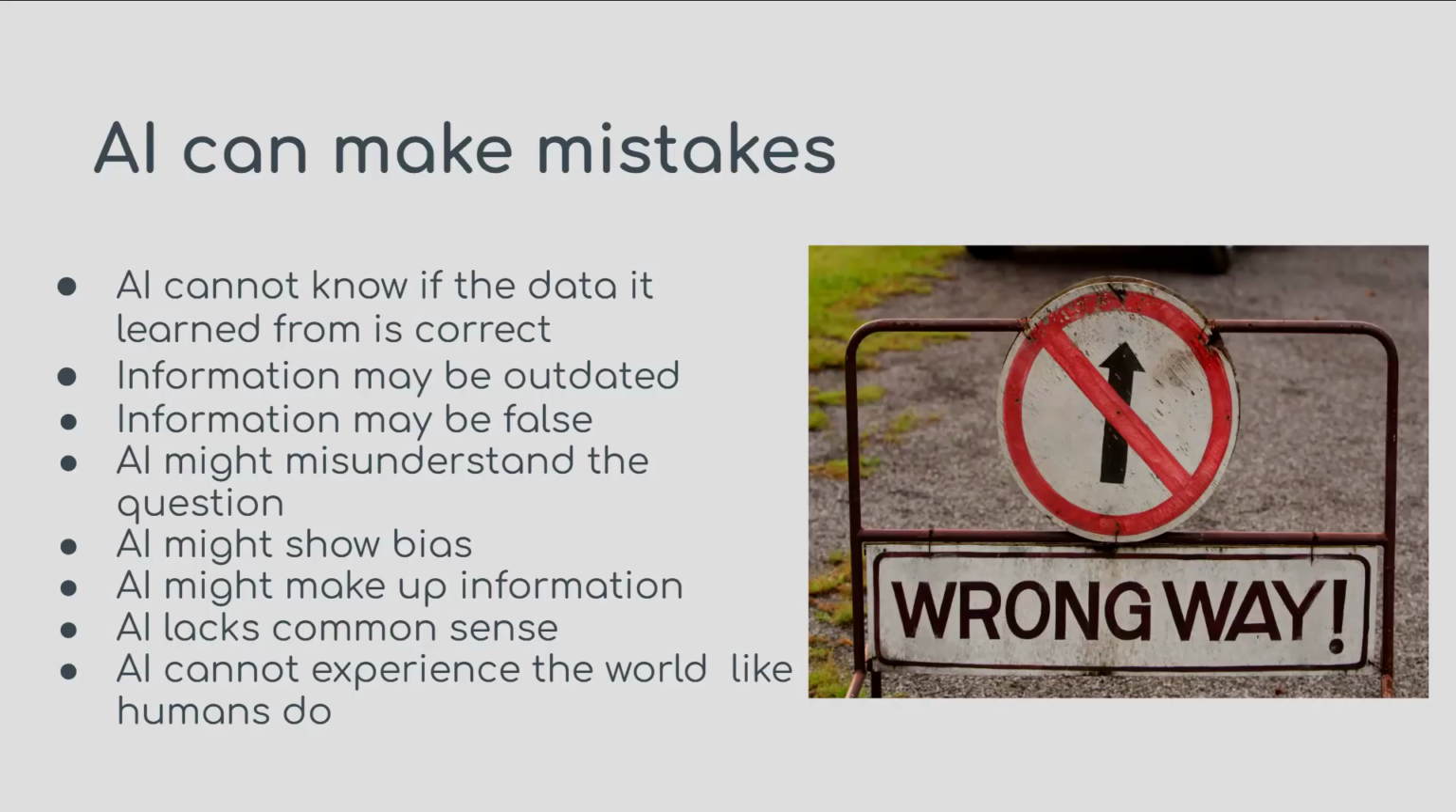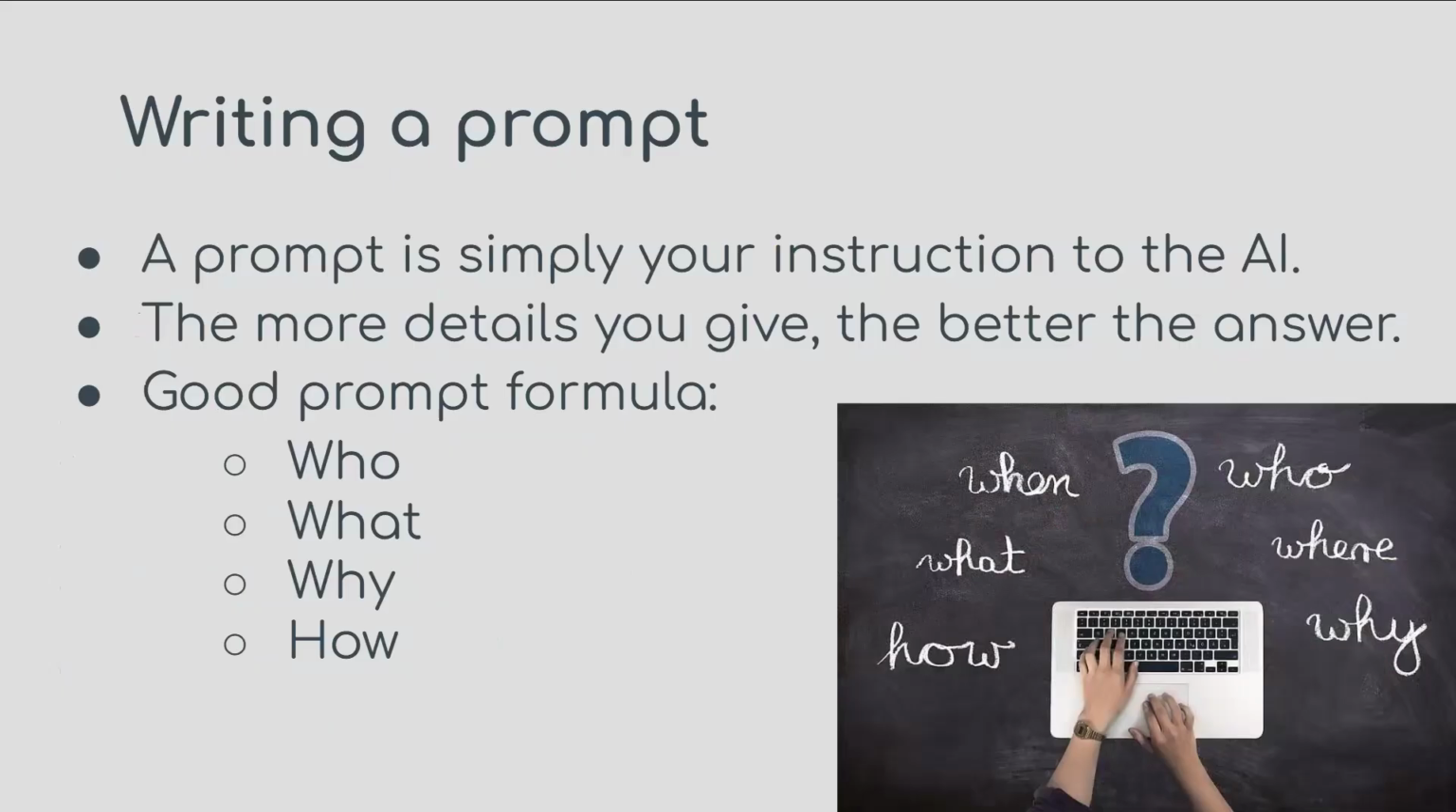AI might make up information. It might try to fill in the blanks and make up its own information to provide an answer. Now, AI will lack common sense, and it does not experience the world like a human being does. So, where AI is very, very helpful, it can also make mistakes. And these are just some of the mistakes that AI can make.